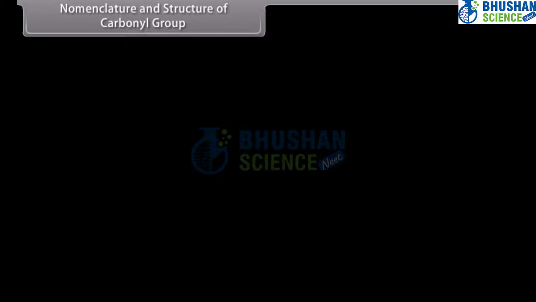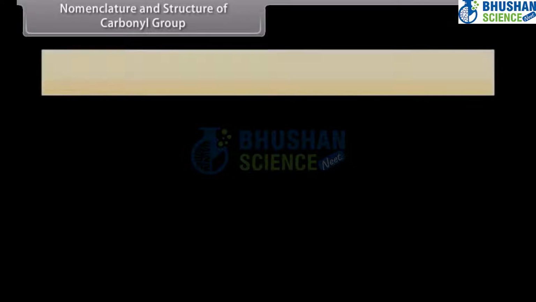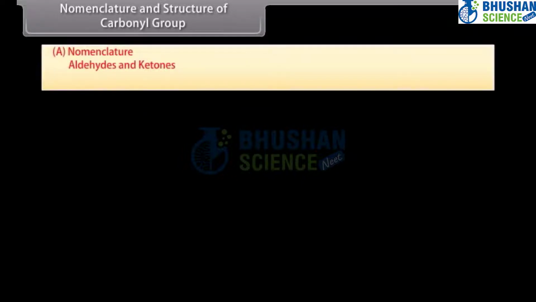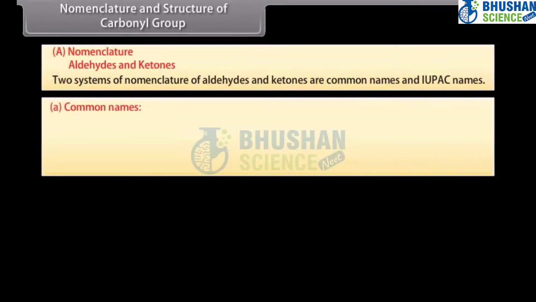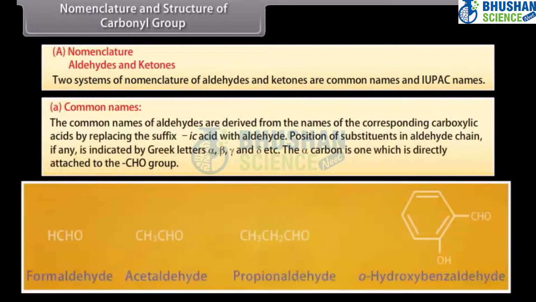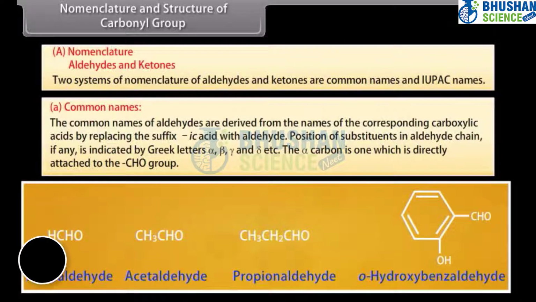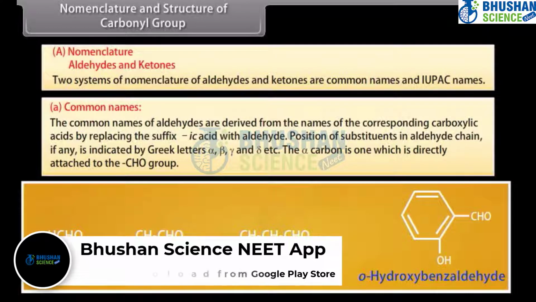Nomenclature and structure of carbonyl group. Nomenclature. Aldehydes and ketones. 2 systems of nomenclature of aldehydes and ketones are common names and IUPAC names. Common names. The common names of aldehydes are derived from the names of the corresponding carboxylic acids by replacing the suffix -ic acid with aldehyde.